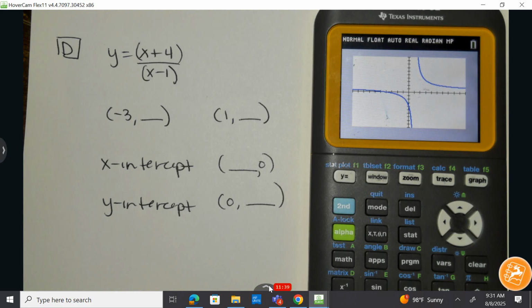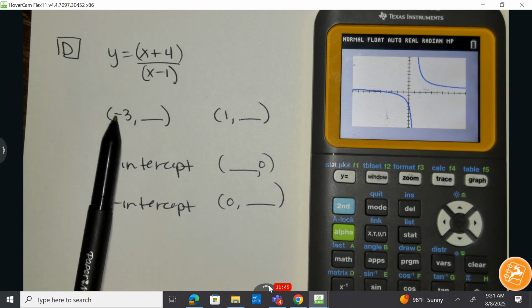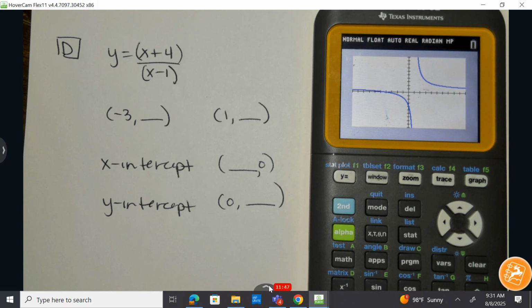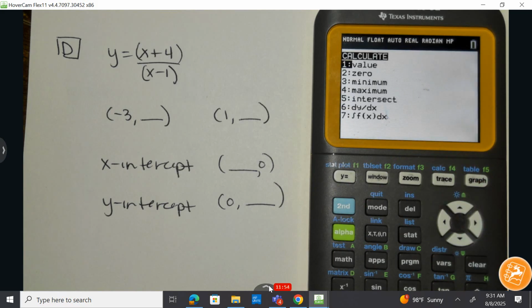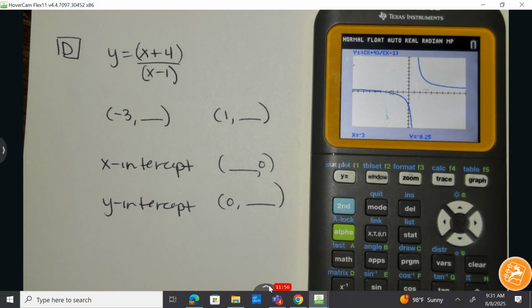You have 10 seconds, using one of the 2 different methods that I told you on a calculator, to identify the y coordinate that corresponds with -3. Go. Thumbs up if you have -0.25. Thumbs up. Help your partner if they don't.